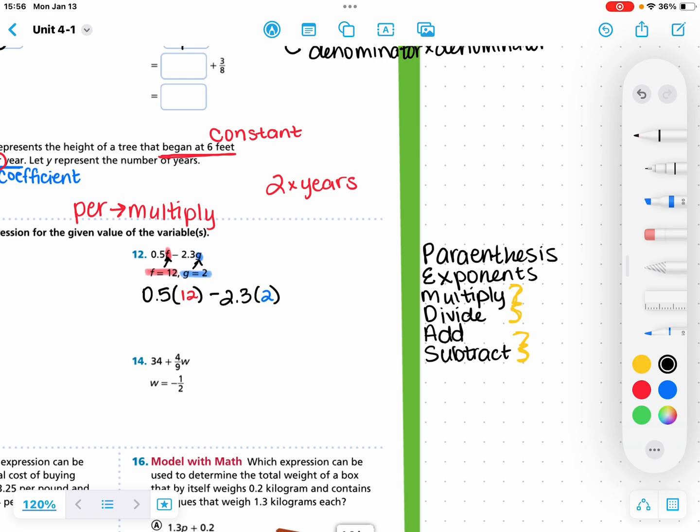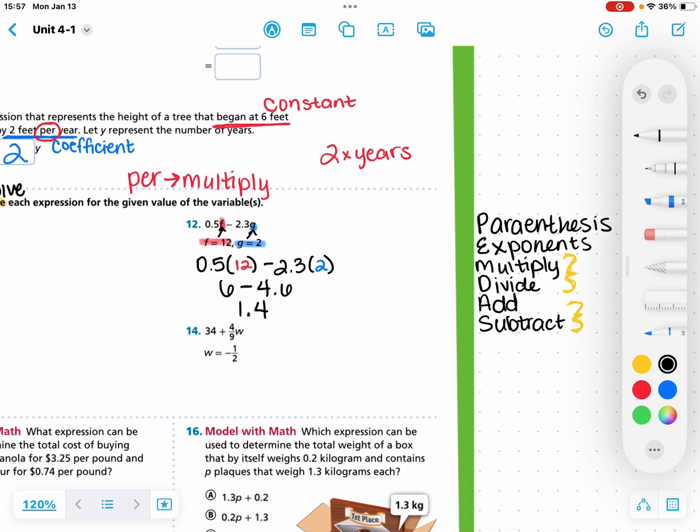So therefore, we're going to multiply first before subtracting. 0.5 times 12 is 6. Don't do anything with that minus sign yet. You bring it on down and then do 2.3 times 2, which is 4.6. 6 minus 4.6 is going to be 1.4.